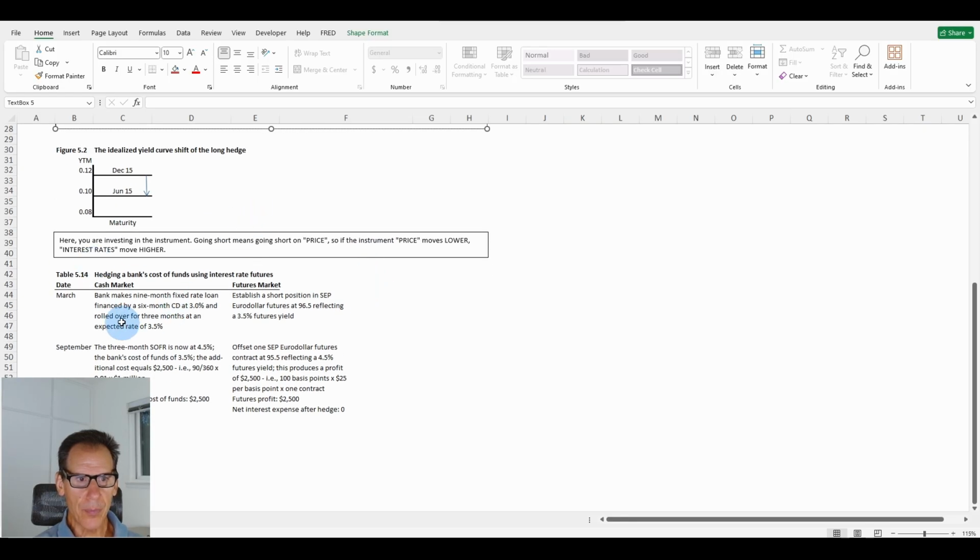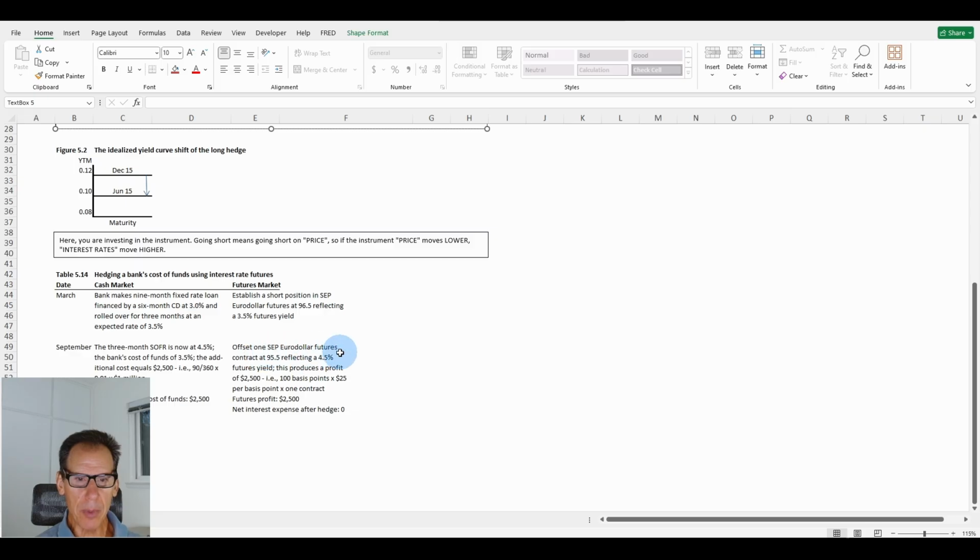What did this manager do? The bank makes a 9-month fixed rate loan financed by a 6-month CD at 3% and rolled over for 3 months at an expected rate of 3.5%. Establishes a short position in September Eurodollar futures at 96.5, reflecting a 3.5% futures yield. In September, the 3-month SOFR rate is now at 4.5%. The additional cost over the bank's expected cost of funds of 3.5% equals $2,500: 90 divided by 360 times 0.01 times a million. Total additional cost of funds is $2,500.